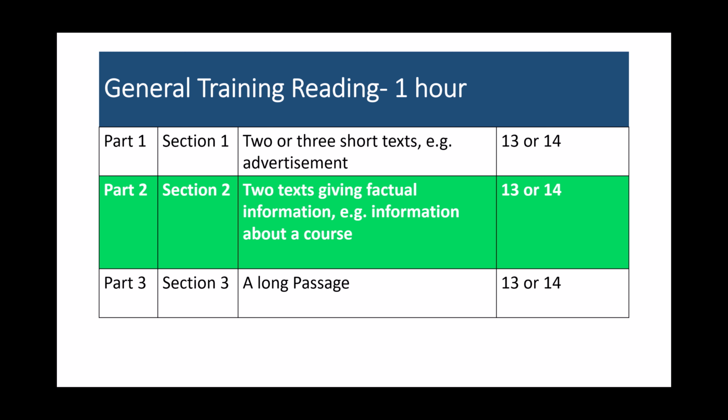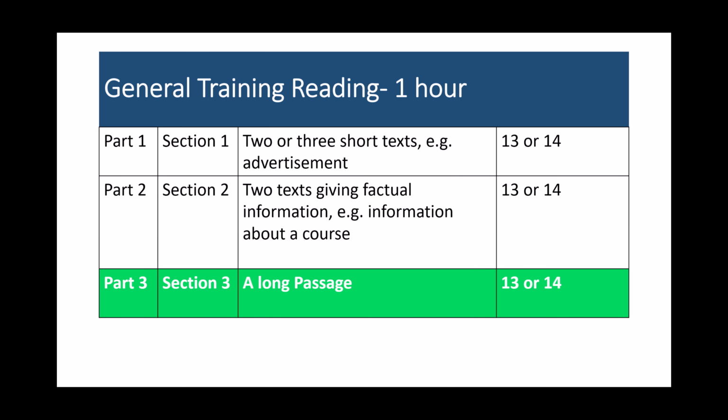The number of questions in part 1 and part 2, or section 1 and section 2, are 13 or 14 questions. But in part 3, we are having a long passage about a topic, and the number of questions that should be answered, 13 to 14 questions. Generally, we're having 1 hour for the 3 sections, so we can divide the time into 3 20-minute parts in order to answer each section of the IELTS General Training module.